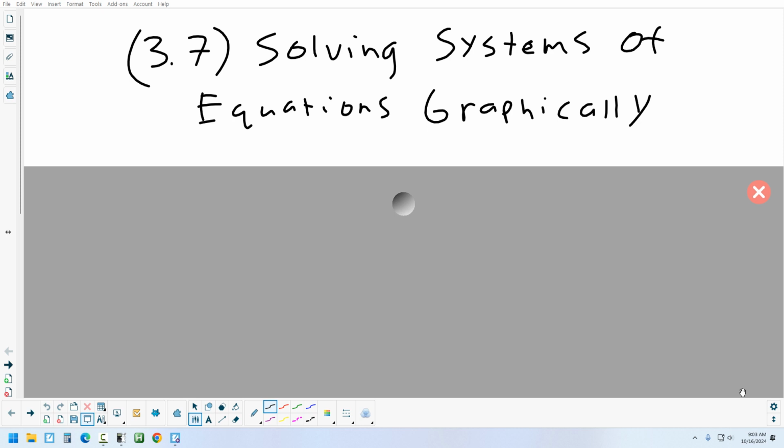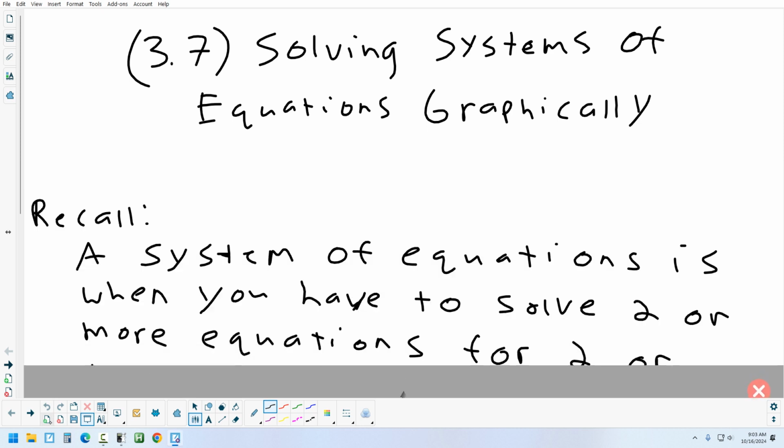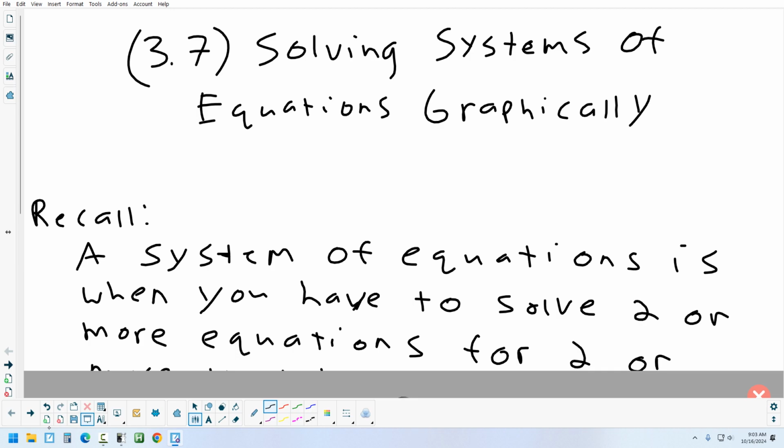We're going to start off by looking at 3.7. The technique in this section is using the graphing calculator to solve systems graphically. So what we're looking for is an intersection point. Remember, when you are solving graphically, the calculator can only do two-dimensional graphing. So if you are trying to solve for more than two variables, graphing is probably not the way to go.